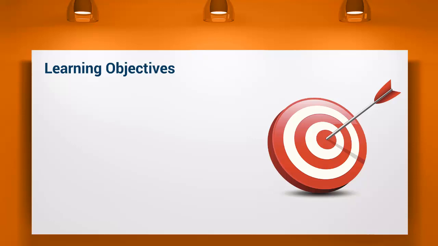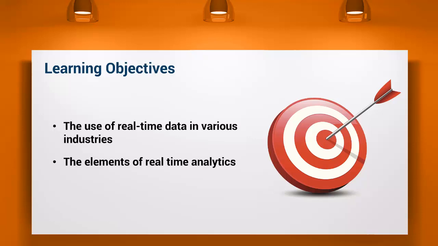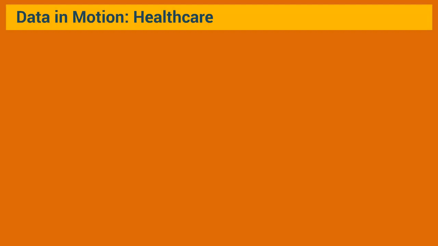Let us now discuss a few more examples of how organizations are using data in motion. At the end of this video, you should be able to explain the use of real-time data in various industries. Explain the elements of real-time analytics. Let's look at the use of data in motion or real-time data in healthcare and managing vehicular traffic control.